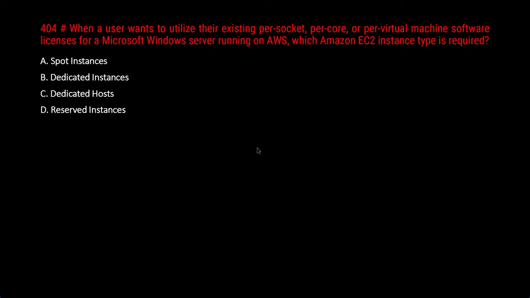When a user wants to utilize their existing per socket, per core, per virtual machine software licenses for a Microsoft Windows server running on AWS, which Amazon EC2 instance type is required? Well, it's been a while since we have seen this question. Basically, they are talking about certain license types for different software that are linked with your per socket, core or virtual machine, which means once you install that software on one machine, you cannot install it on another machine.